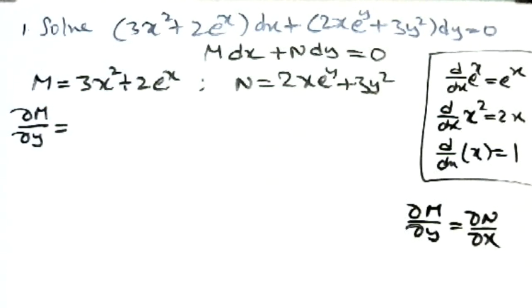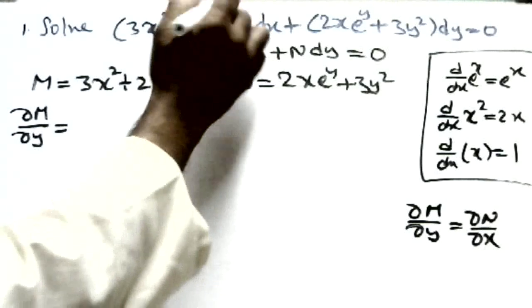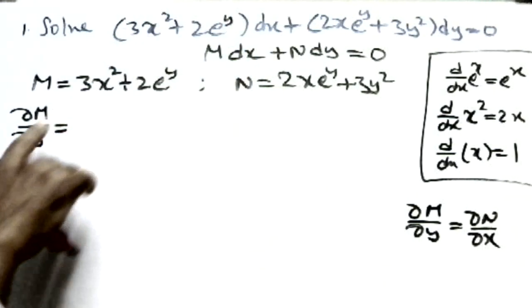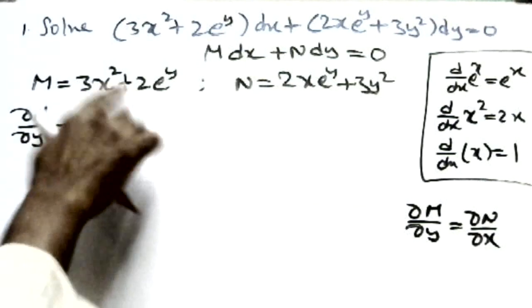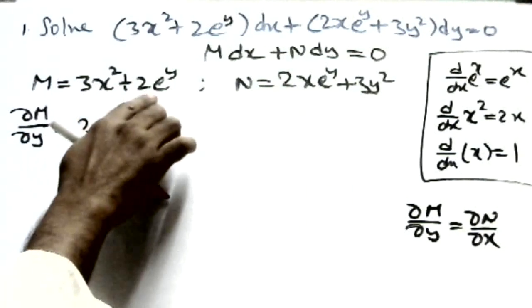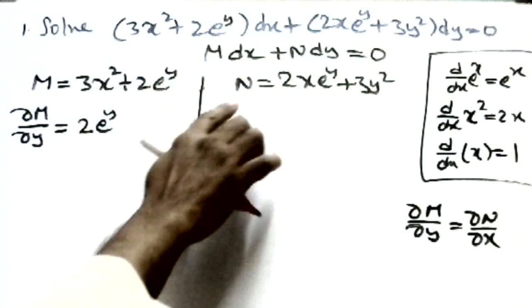Here the question is 3x square plus 2e power y. Sorry, this is 2e power y. Let me differentiate with respect to y: because we don't have y in the first term, it's constant, so 0. Now 2 as it is, and d/dy of e power y is e power y.